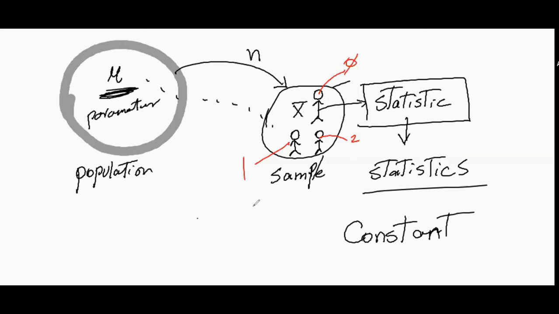So as I go to the members of the sample, each person may tell me a different number of children. If I ask you how many children are in your family, or how many brothers and sisters you have, each person will tell me a different number: 1, 0, 2, and so forth. So the answer to the question varies.